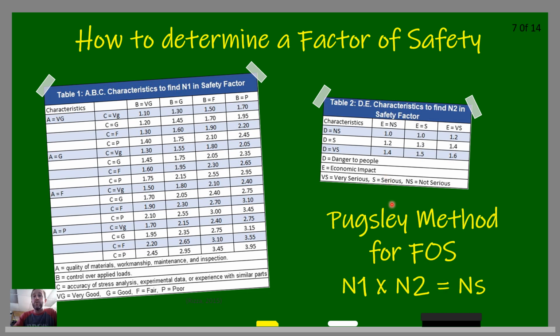All that we're going to put into the Pugsley method for factor of safety. Our N1 times our N2 from each of these tables equals our NS. That's our safety factor.